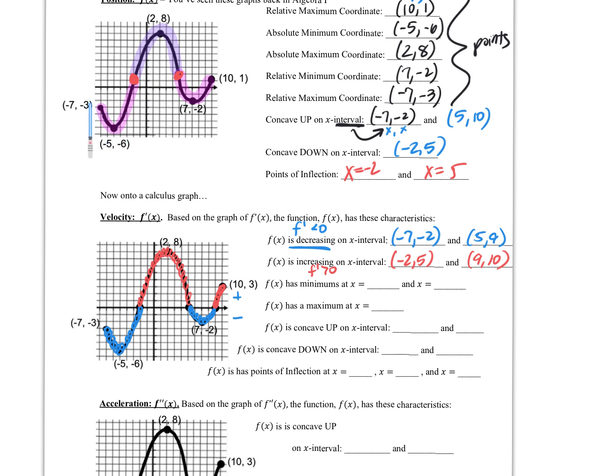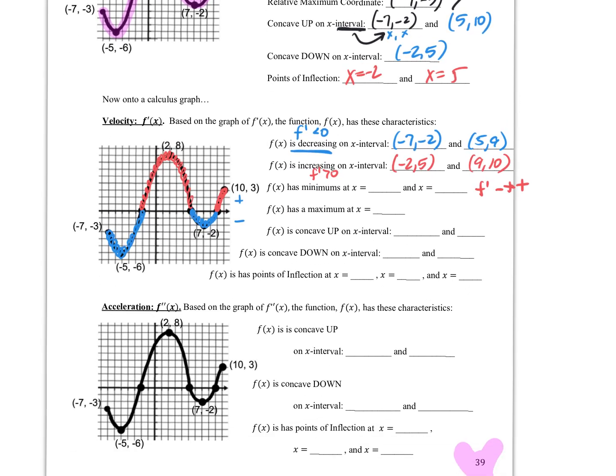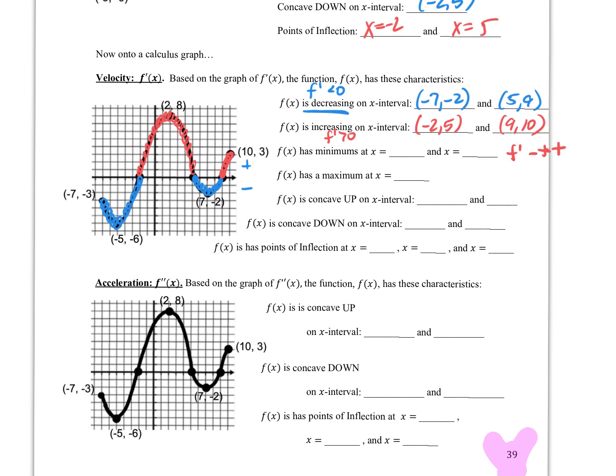Okay, for my function to have a min, think about what made my function up here have a min. F prime had to go from negative to positive. I'm going to write myself a little note. F prime, negative to positive. Where is my F prime graph going from negative to positive? Yes, Danny Main said at -2 and 9. So good. What's going on at positive 5? We have a max because my F prime went from positive to negative.